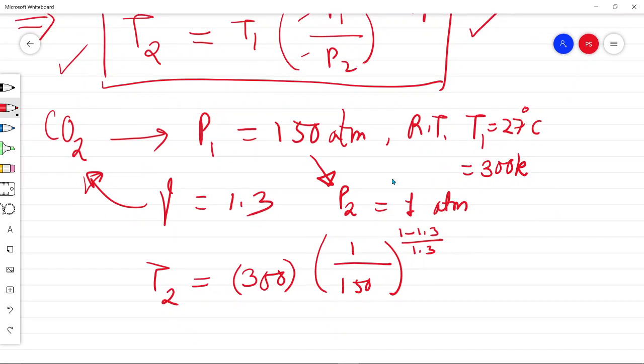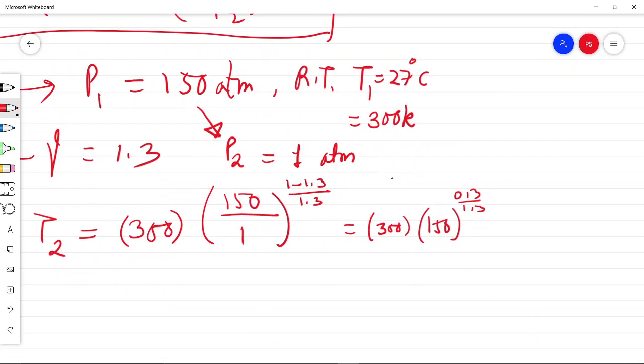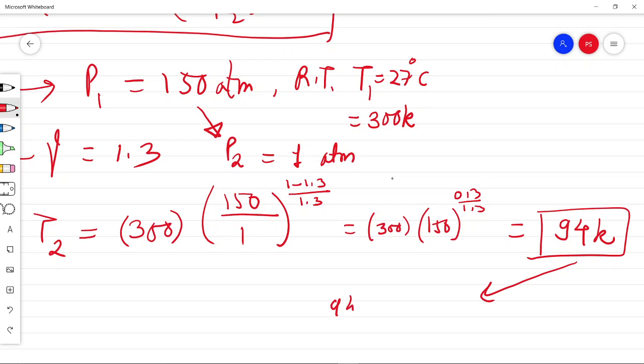Just a minute, sorry, there is a slight correction here. Actually we have P1 by P2, so we have 150 by 1. So that is 300 times 150 raised to 0.3 by 1.3. And this can be calculated, and we get a result which is roughly 94 Kelvin. Now 94 Kelvin is 94 minus 273, that is minus 179 degrees Celsius.